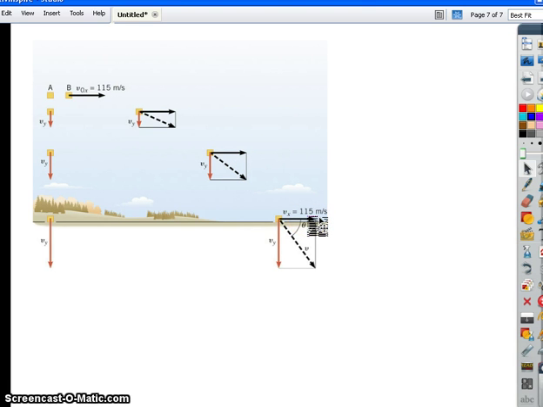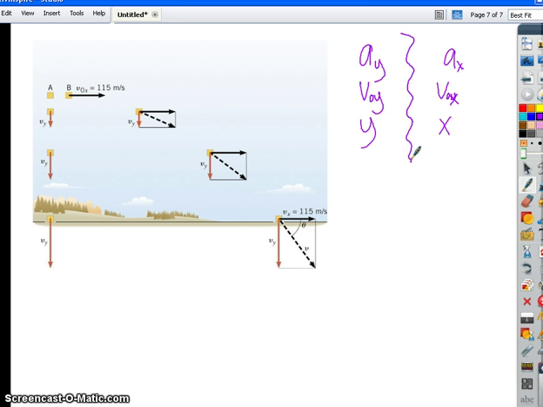Okay, so there's a situation again. The one thing we have to realize, we have an acceleration in y, we have an acceleration in x. We have a velocity in y, we have an initial velocity in x. We have a distance in x, we have a distance in y. These are all separate, but the one thing that ties these two together is time. Time is not a vector. Time does not have a direction.